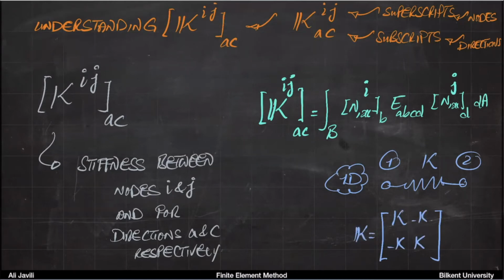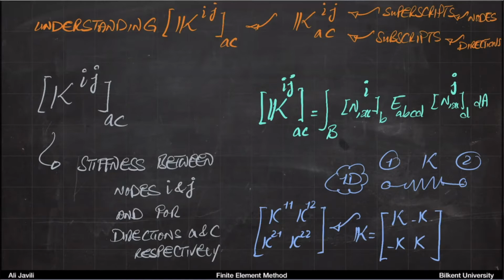Now, instead of writing it like that, let's write it with its components. So this would be basically K11, K12, K21, K22. Okay, and then again, we use exactly the same convention that we did before. Superscripts mean that they are nodes, subscripts are directions. This is exactly the same thing that we did before. So what is the meaning of K11? In other words, let's just for the fun of it, think of K12.